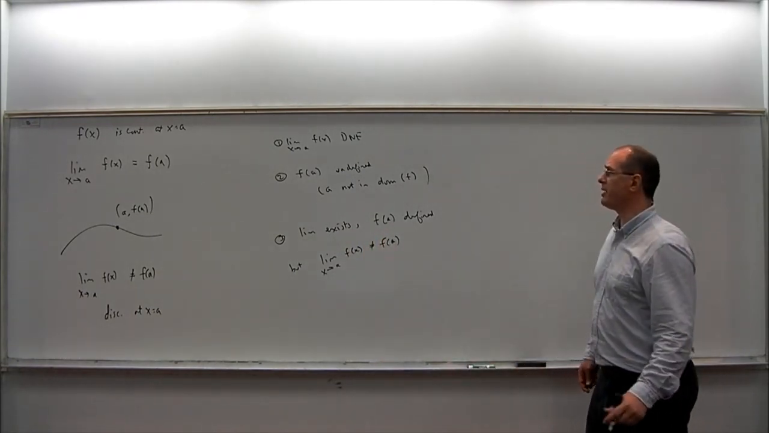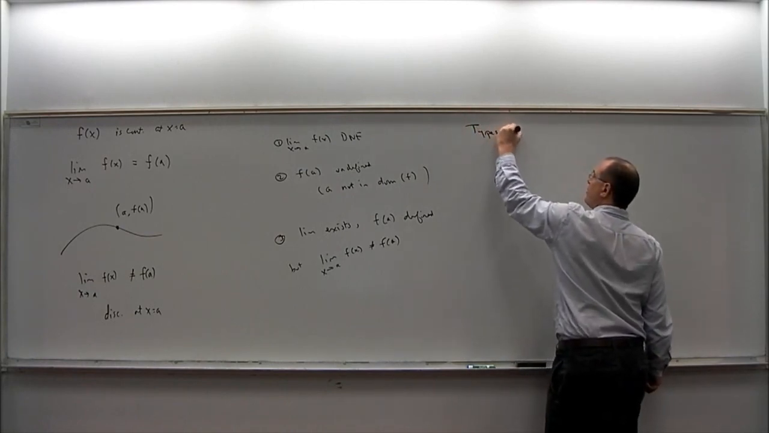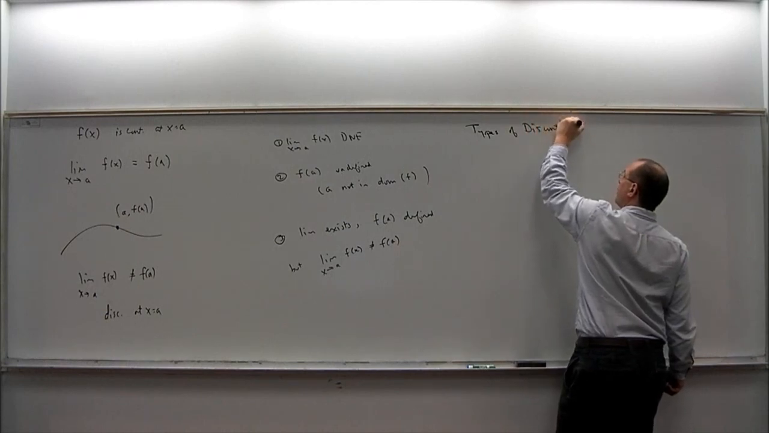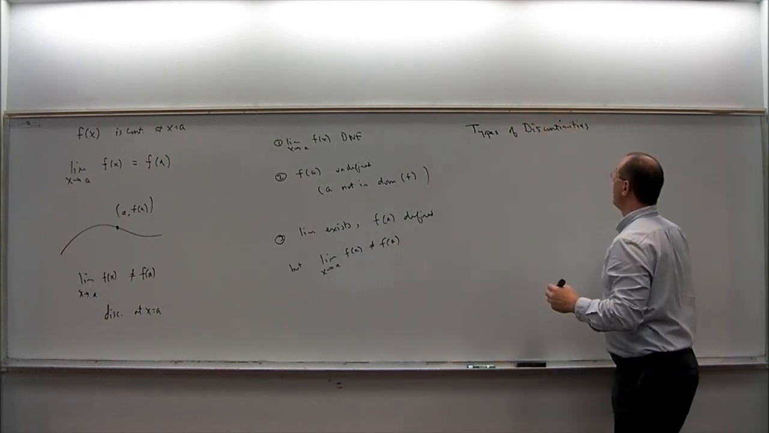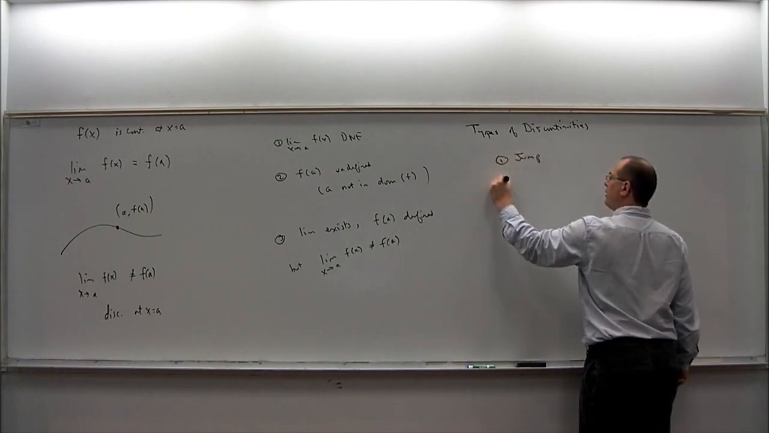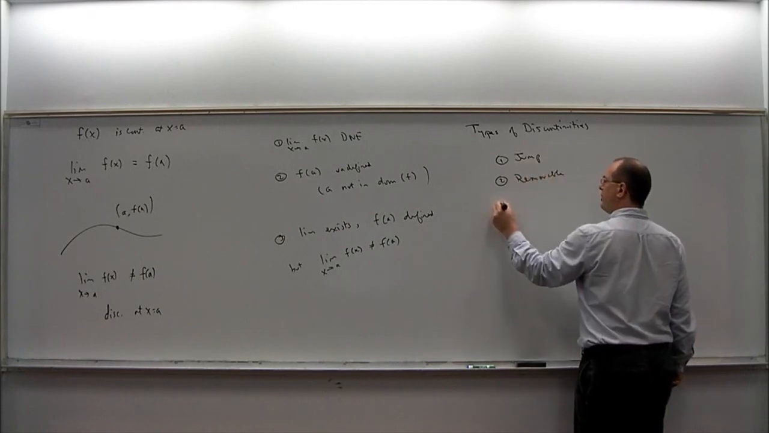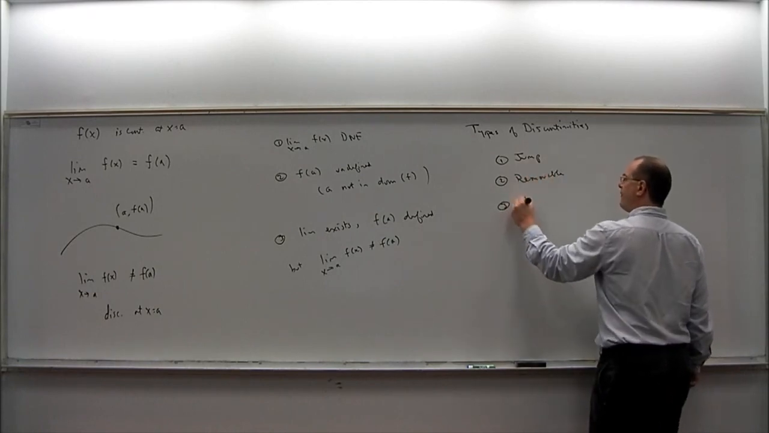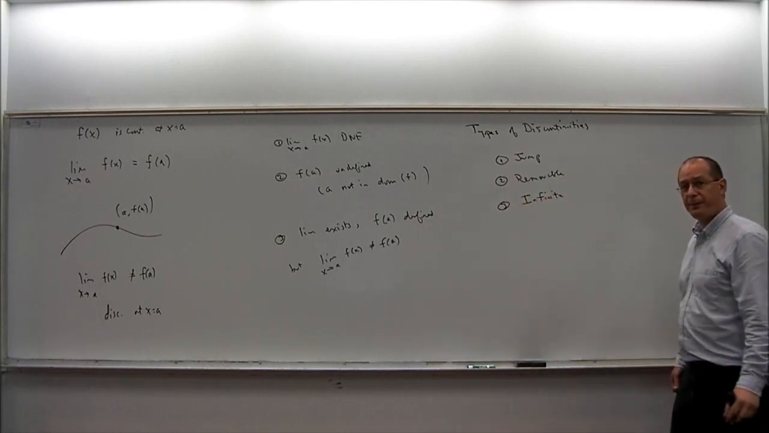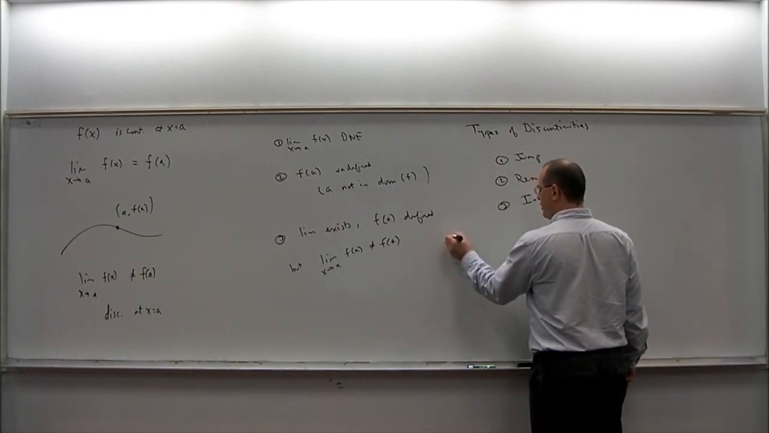So let's look at some of the possibilities. There are three main types of discontinuities. They are called a jump discontinuity, a removable discontinuity, and an infinite discontinuity. First, let's look at the jump discontinuity.